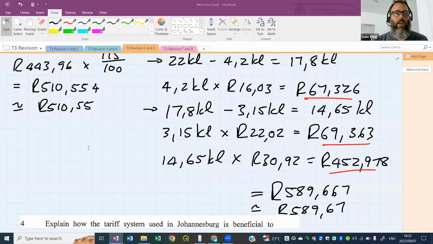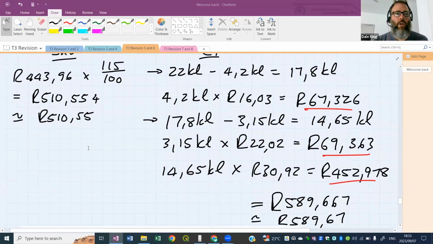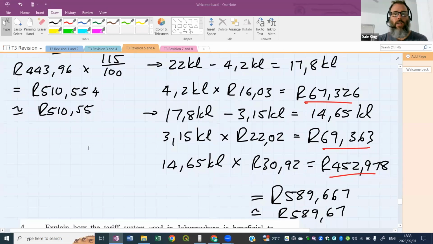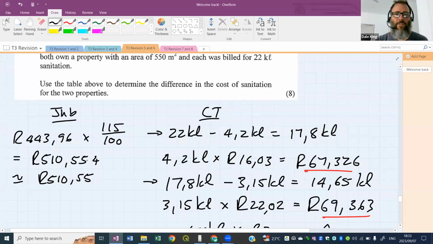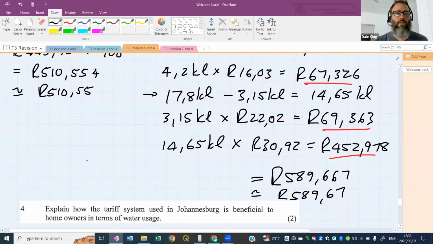Thank you. Okay, now, do we need to worry about VAT? Well, Joburg, we added the VAT in. Cape Town is already VAT inclusive. So these are the two values that we have. If we read the question again, they said use the table above to determine the difference in the cost. So to find the difference, we're going to take Cape Town and minus Johannesburg, because Cape Town is bigger.